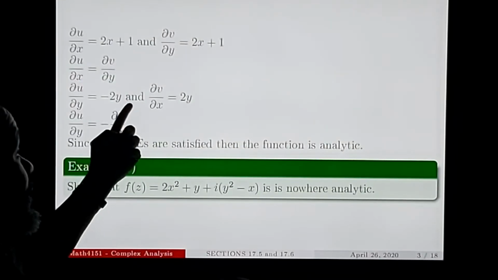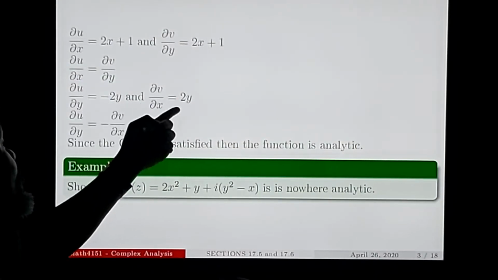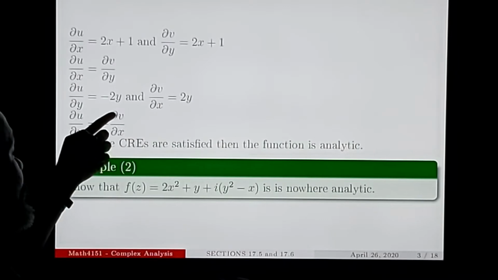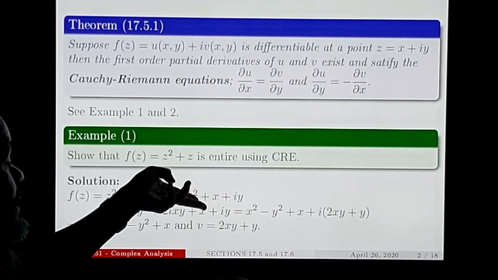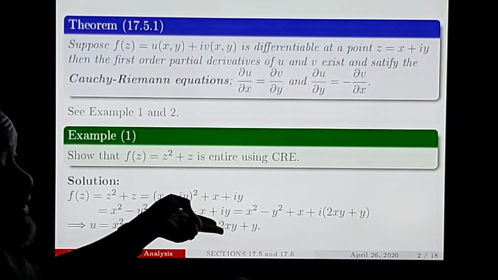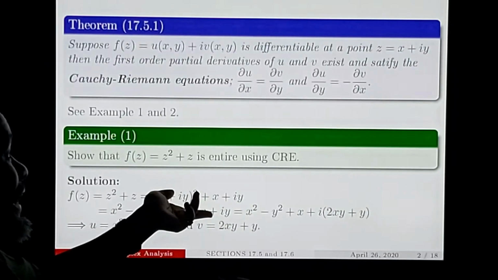You have minus 2y and you have 2y. And these are negatives of each other. So del u del y is the negative of del v del x, which is these Cauchy-Riemann equations. They are satisfied for this. Hence, this function is analytic everywhere for all z, so it's entire, in other words.